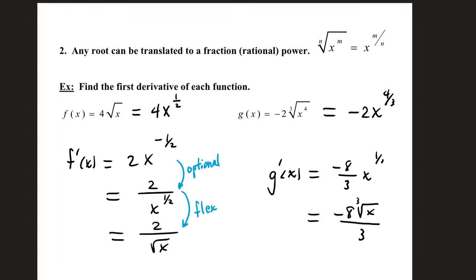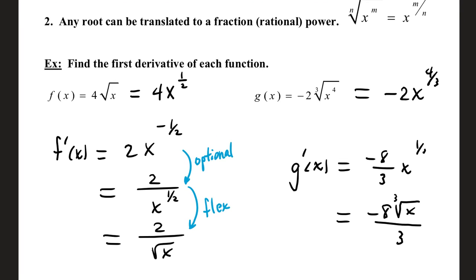A second property of algebra that can be used to make a function look like it's in the ax to the n format is when you have a root, like a square root or a cube root. Any root can be translated to a fraction or rational power. If you take a term that looks like this, where you have some root of an algebraic term to some power, you can write that as x to the m over n. Remember, like with plants, roots are on the bottom.